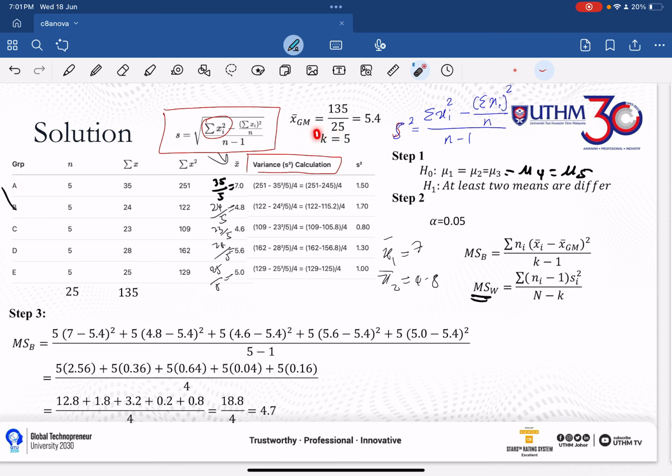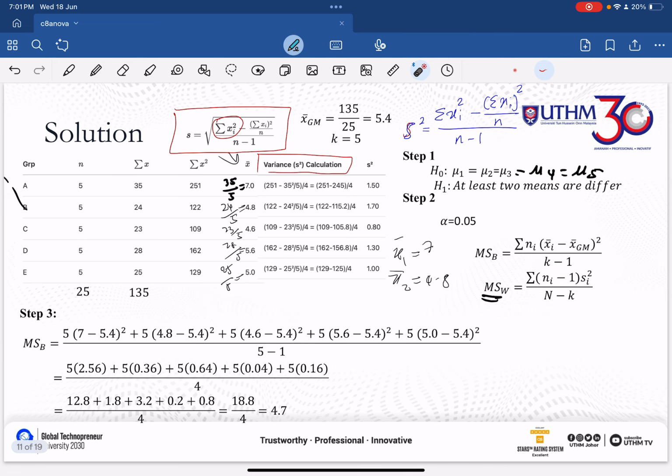K is the group number, so 5 minus 1, we get 4. Sum up all of the values. Then we get the mean square for in between, which is 4.7. Okay, done that part.